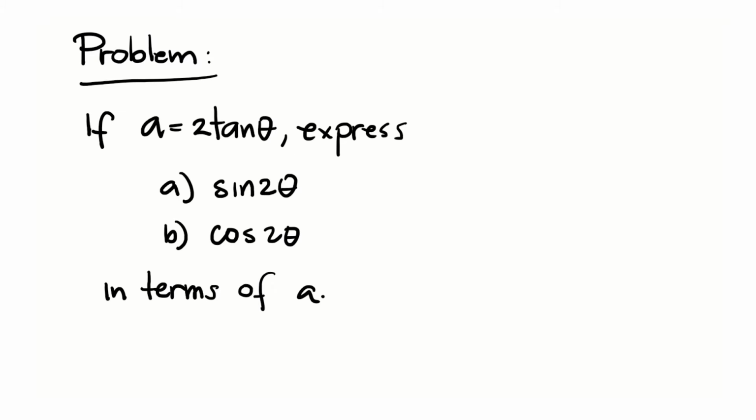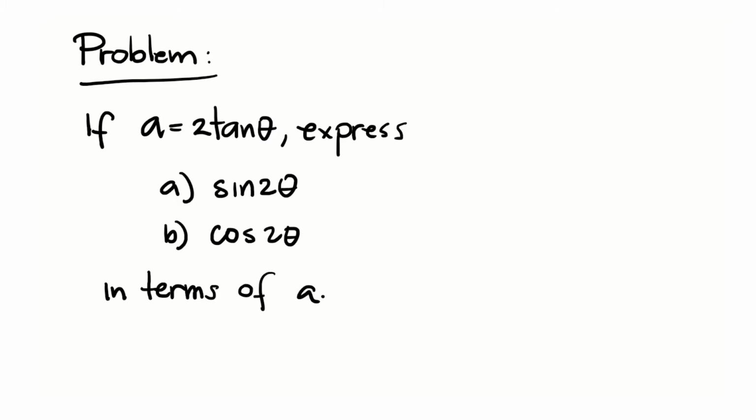Hello, so this is a solved problem video. Somebody asked me a question. The problem is: given that A is 2 tangent theta, express sine 2 theta and cosine 2 theta in terms of A.